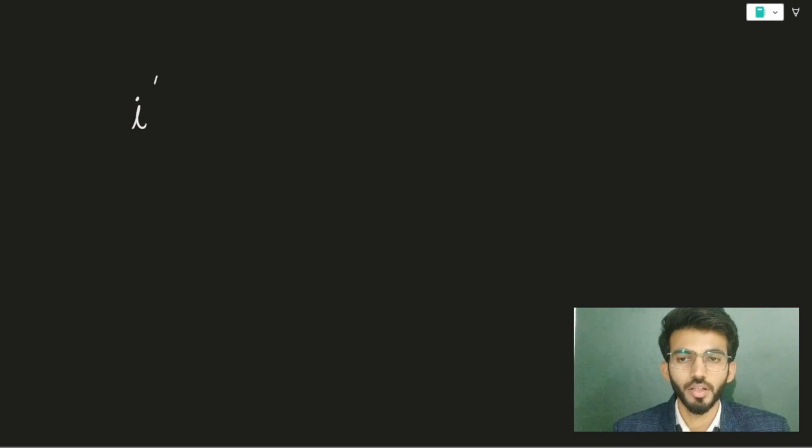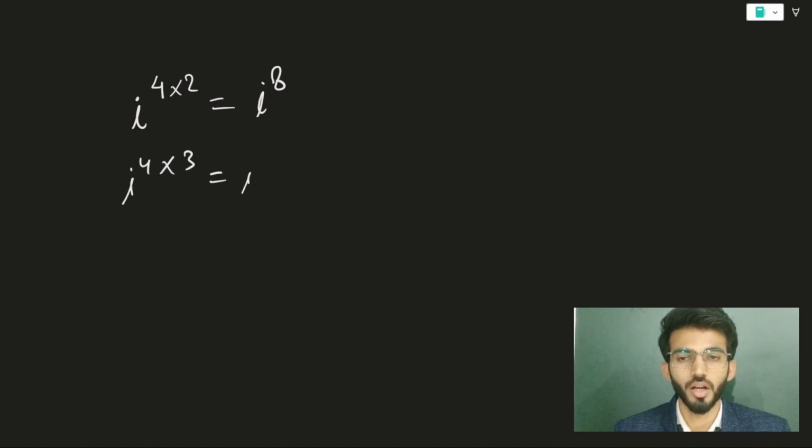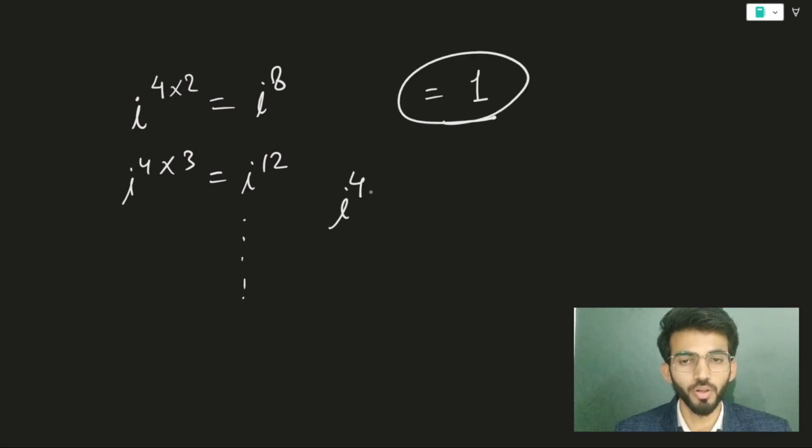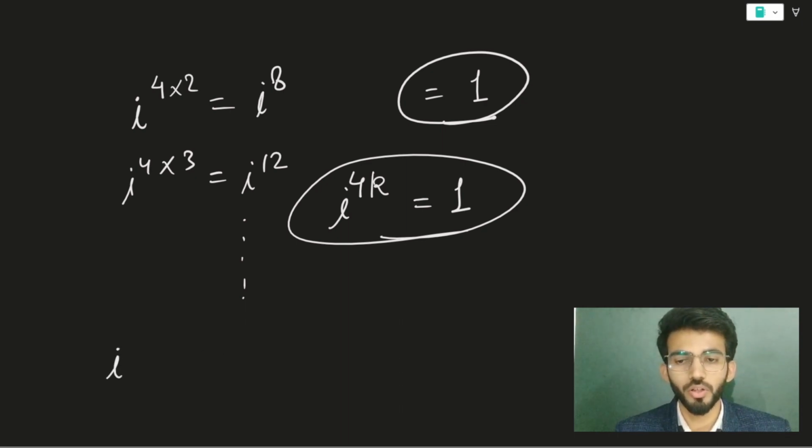Now see, any multiple of 4 in the power of i, like 4 into 2, that is i to the power 8, or 4 into 3, that is i to the power 12, and so on. In each and every case, when the power is a multiple of 4, the answer comes 1, right? If we write i to the power 4k, where k is any number, the answer will become 1. Got it? As simple. Okay, what if the power is not a multiple of 4?